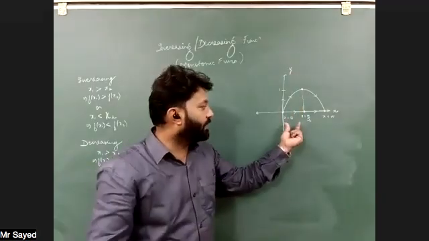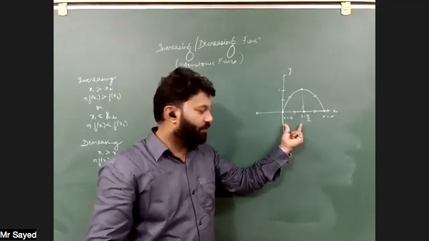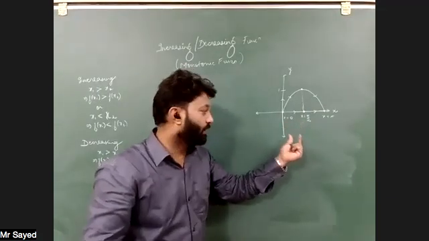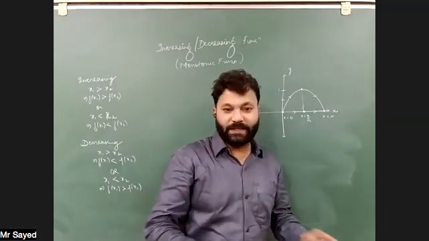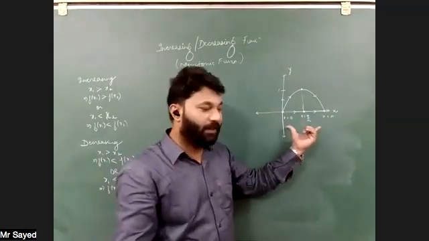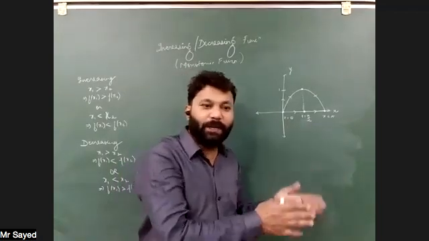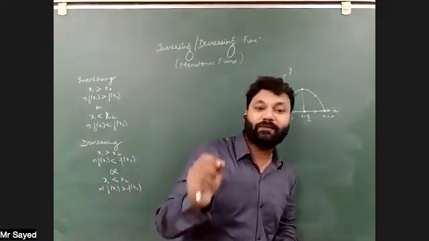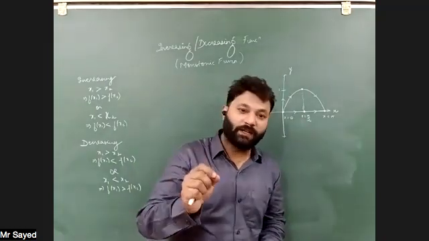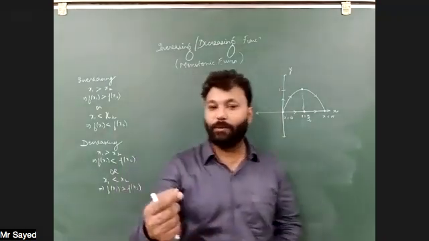Like we can see that in the interval 0 to pi upon 2, the value is only increasing. In the interval pi upon 2 to pi, the value is only decreasing. That is, it is possible to divide the complete interval into sub-intervals, into smaller intervals, and in those smaller intervals, the function will have only one nature. It will be either only increasing or it will be only decreasing.